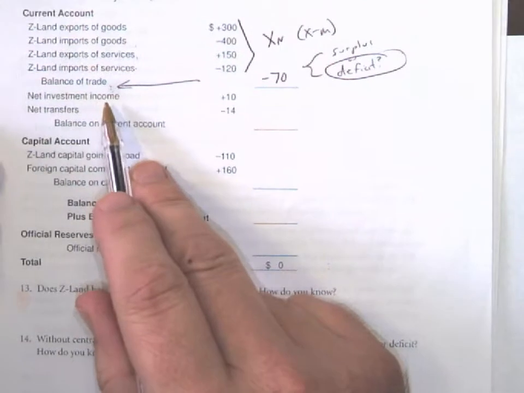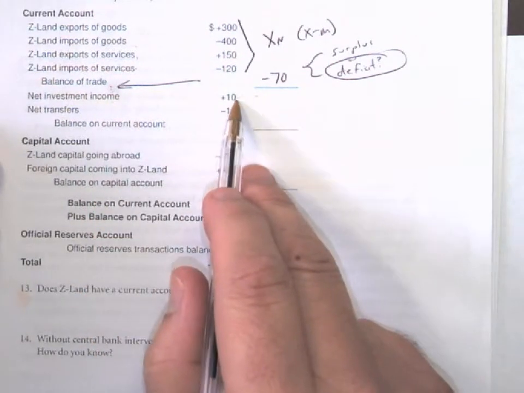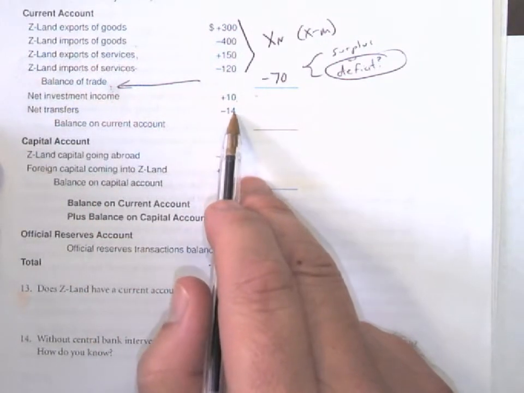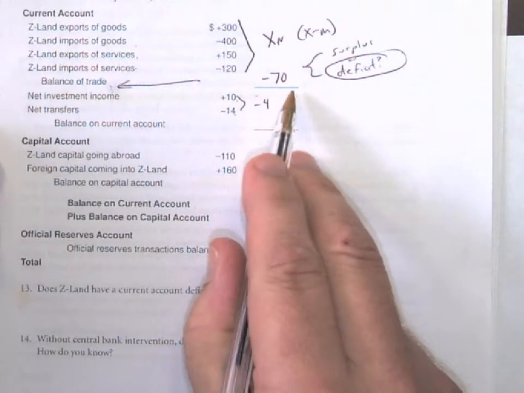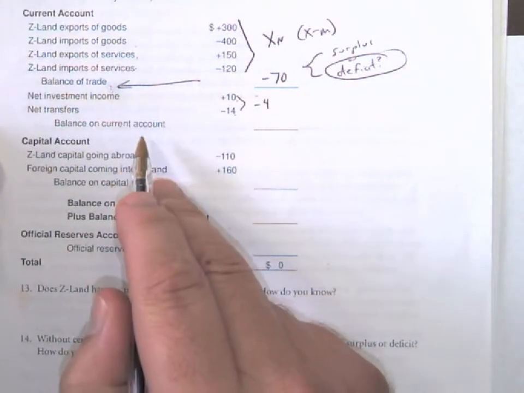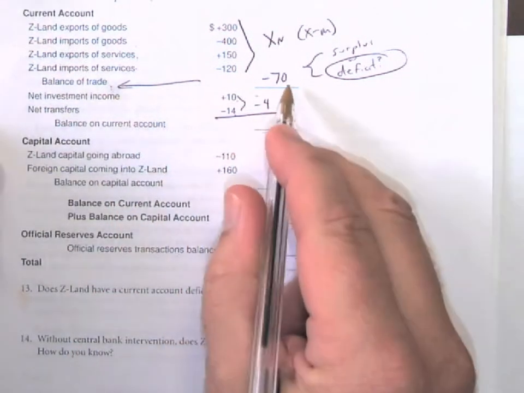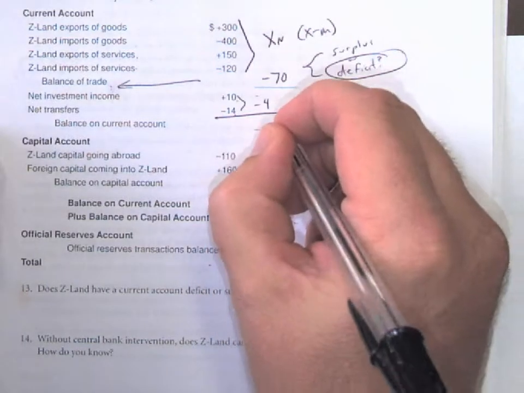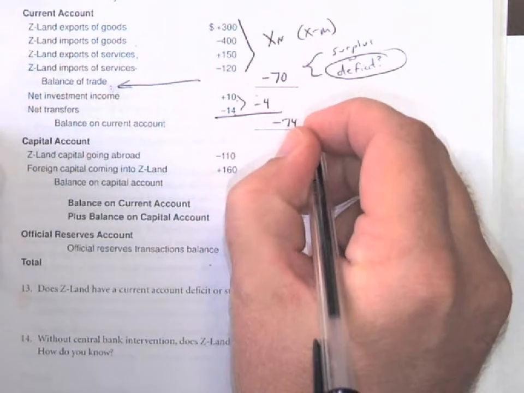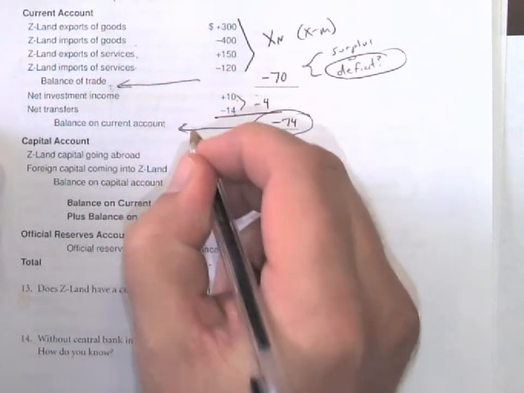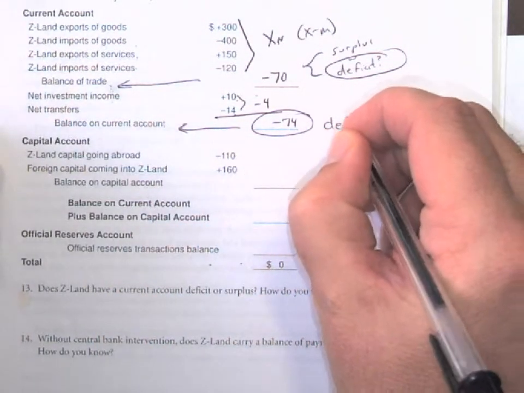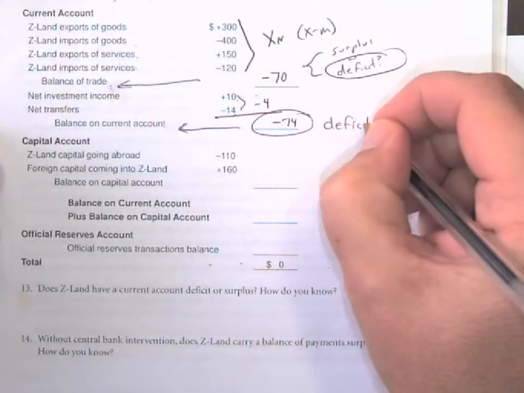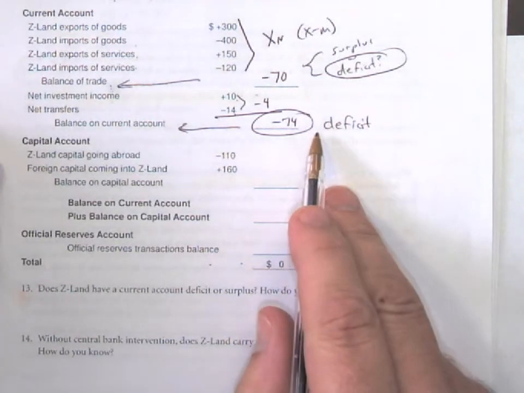We have our net investment income, maybe something that came in from overseas. That's a positive, so that's a credit. Net transfers were a negative, so that's a debit. If we add these two together, we have a minus 4. Now let's sum up our current account itself. Minus 70 and minus 4 is going to give us a negative 74. That is the balance on the current account. So the current account itself is in deficit.